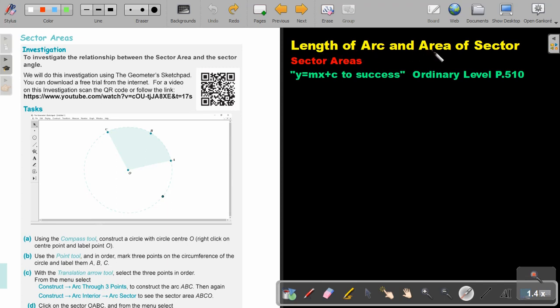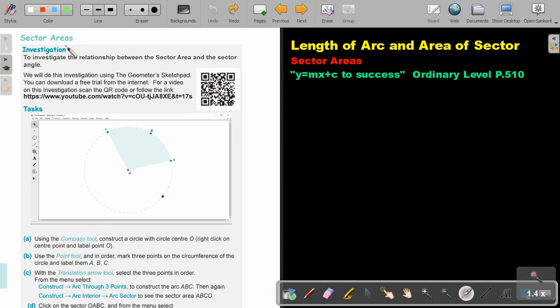Length of arc and area of sector. In this video, we will focus on sector areas. You will find this on page 510 in the Namibian Ordinary Level Mathematics textbook, Y equals mx plus c to success. Sector areas. Investigation.